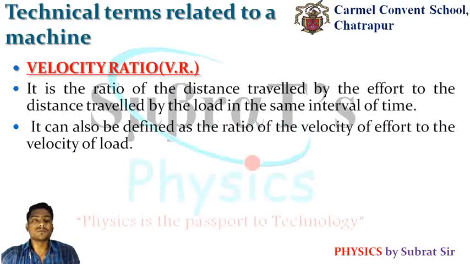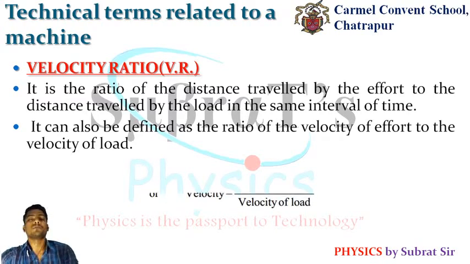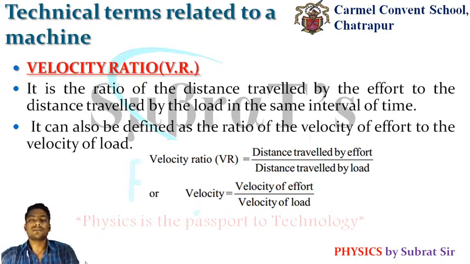Okay, so it can also be defined as the ratio of velocity of effort to the velocity of load. Okay, so it can be written like this: the velocity ratio is equal to distance traveled by effort divided by distance traveled by load. Or velocity ratio is equal to velocity of effort by velocity of load.